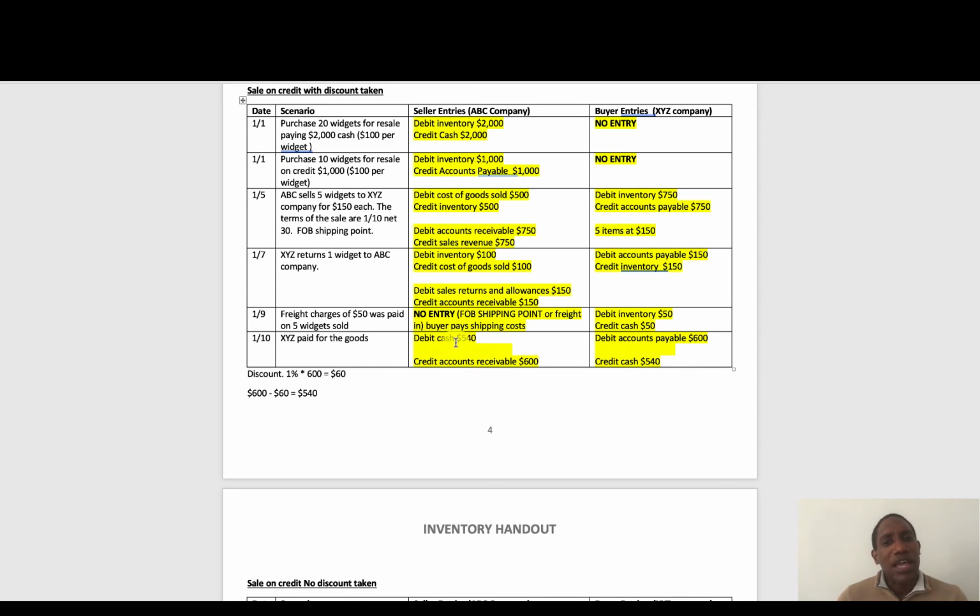Okay, so now we're out of balance here. We've got a debit amount of $540 and a credit amount of $600. What is the amount that's in the middle? This is where we have this new account, this contra sales account called sales discount.